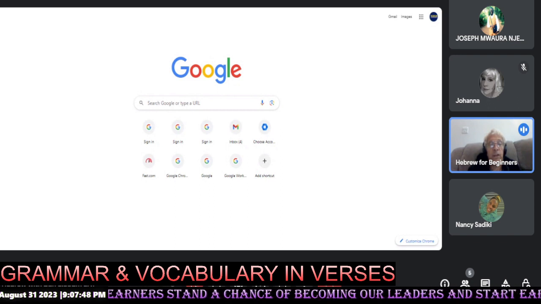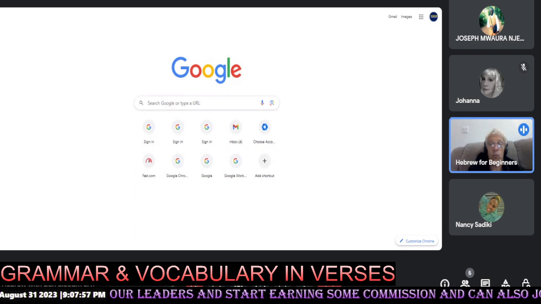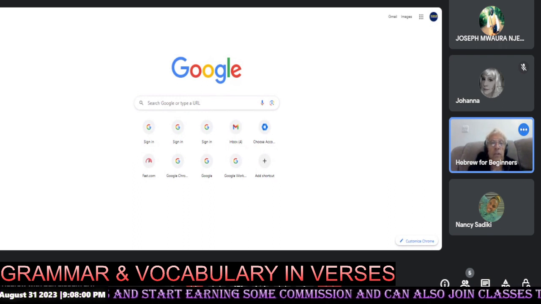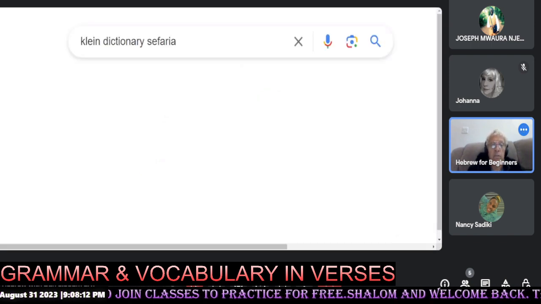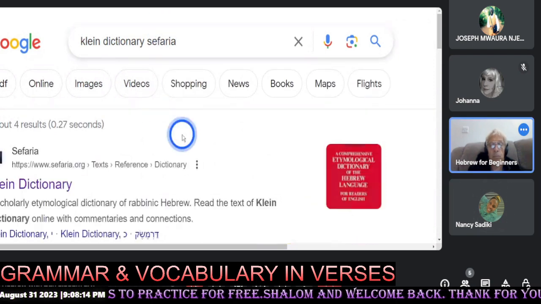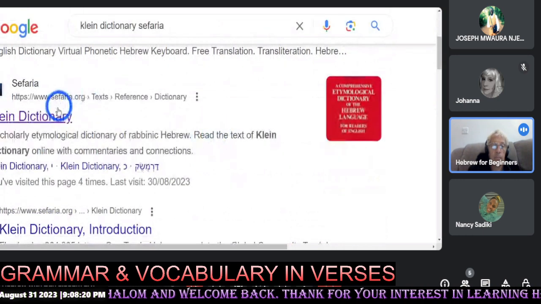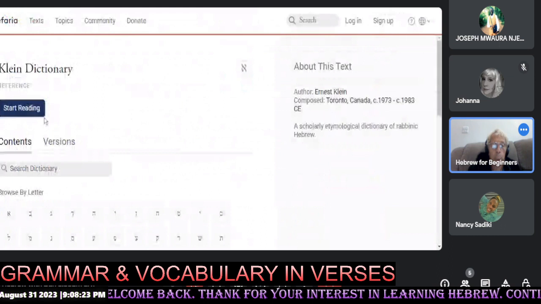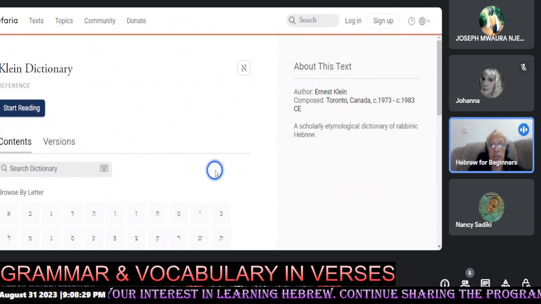So let's see if we can find this dictionary and look up aleph mem resh. The Safariya. Yes, it's in Safariya. It's a wonderful, wonderful website, and it contains this Klein dictionary, among other reference sources. Okay, we're here. We're in Safariya and we're in the Klein dictionary.